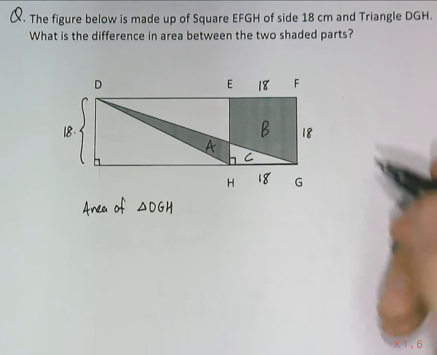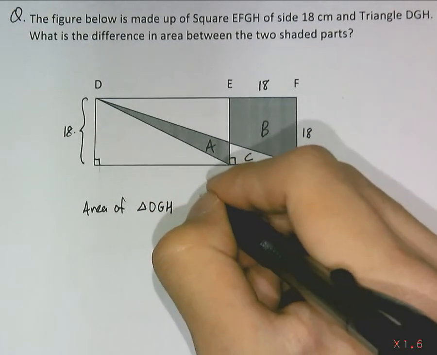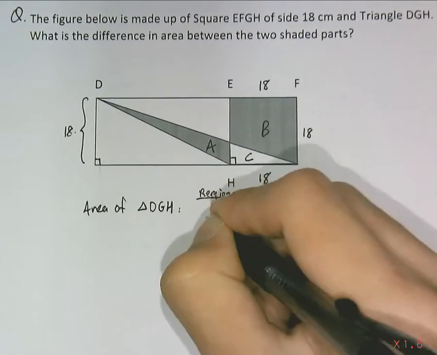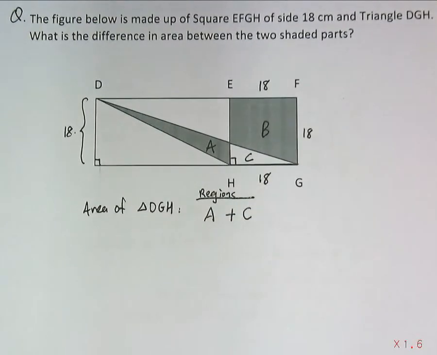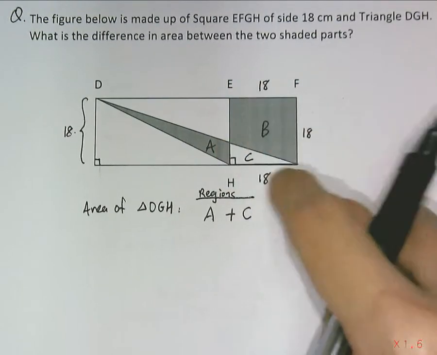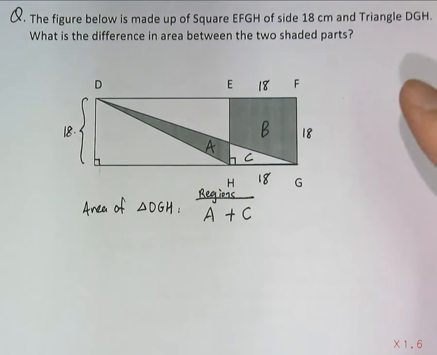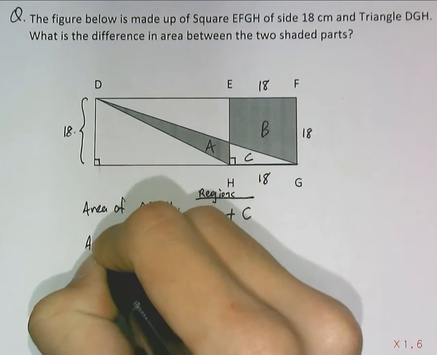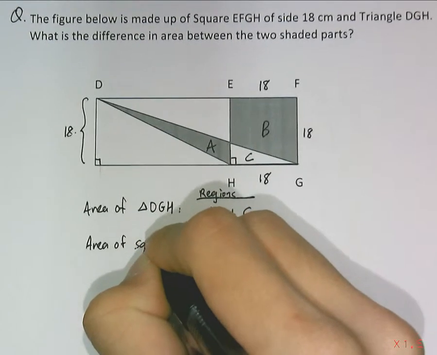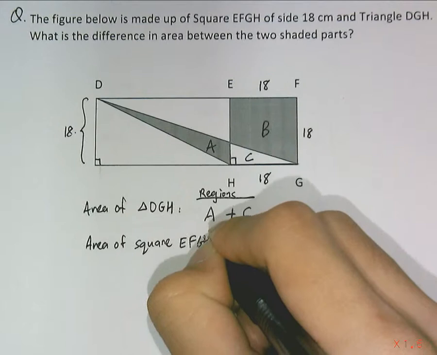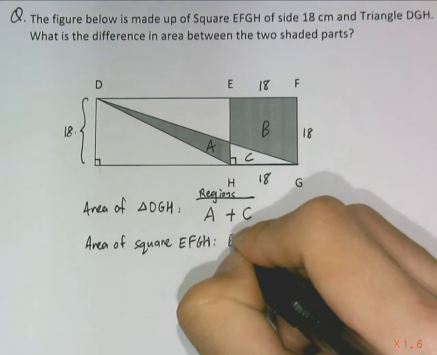Now we consider the regions first. So this triangle consists of regions A and C. Now if we have the area of the square, we will have B and C. So the area of the square EFGH will give us B and C.